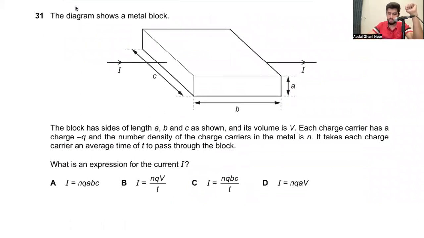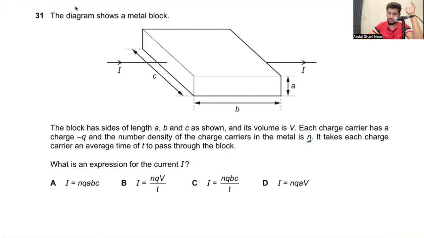Moving on to question number 31. 31 says the diagram shows a metal block. The block has sides of length A and B and C as shown, and its volume is V. Each charge carrier has a charge of minus Q, and the number density of the charge carrier in the metal is N. It takes each charge carrier an average time of T to pass through the block.